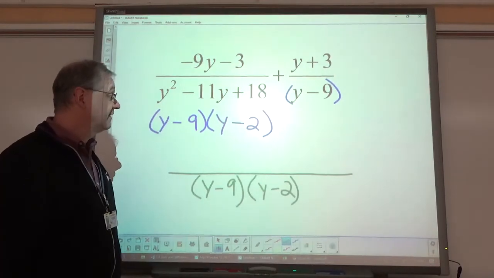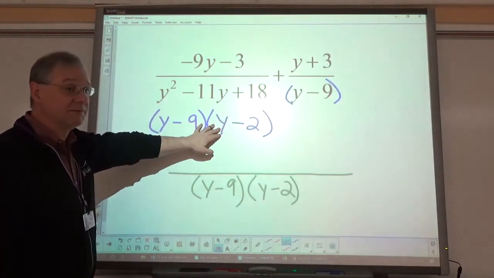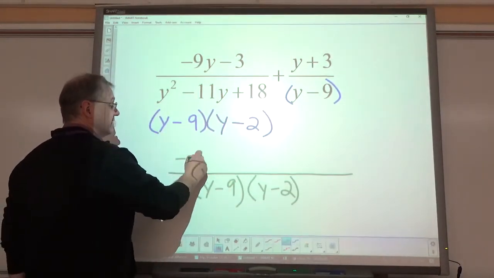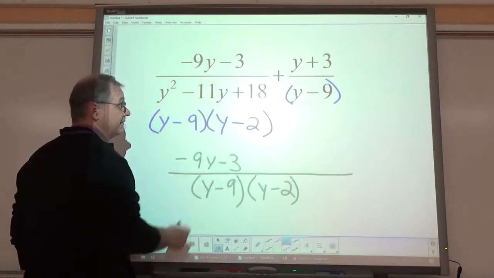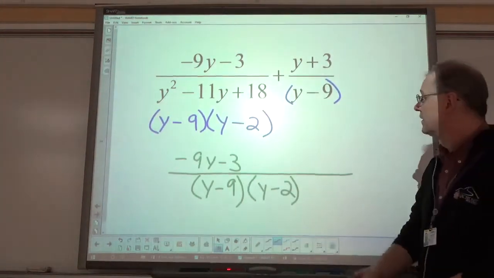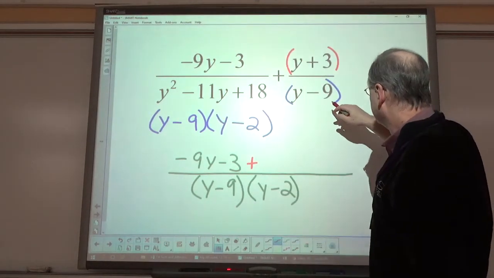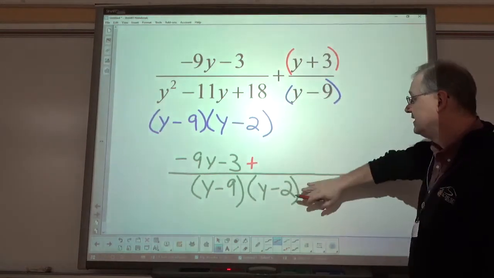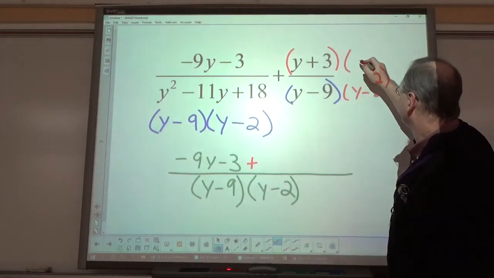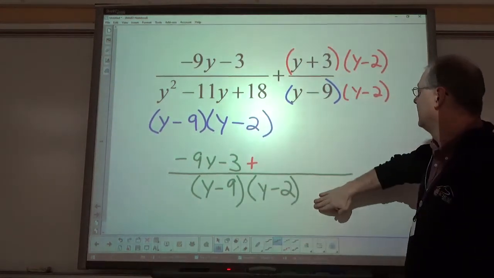So now that we've done that, I can see that this doesn't need to be multiplied by anything to get this, so I can just write down the minus 9y minus 3. Now I'm going to do this in red so we can see the difference. Plus this one, now this needs a y minus 2. So I have to multiply the top by y minus 2 so that they have the same denominator.